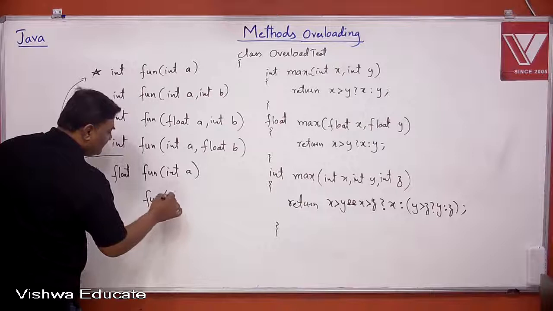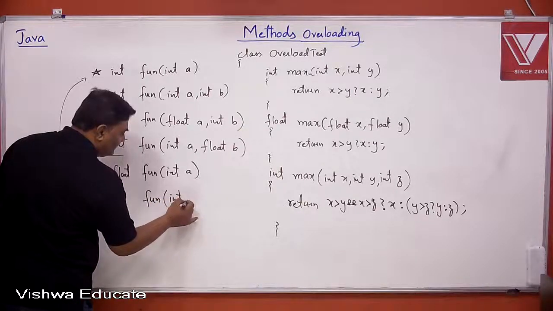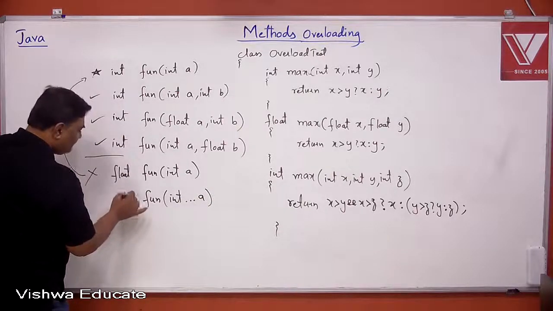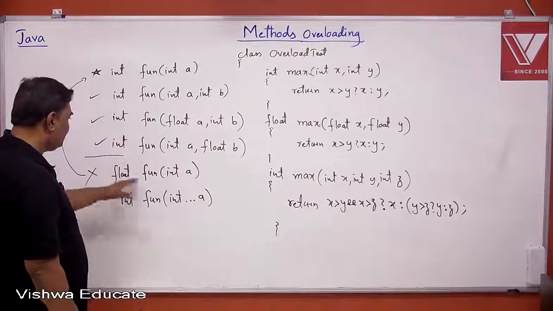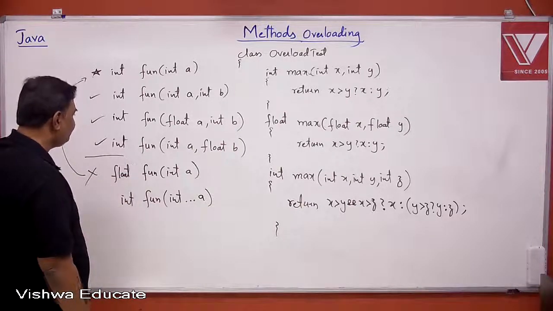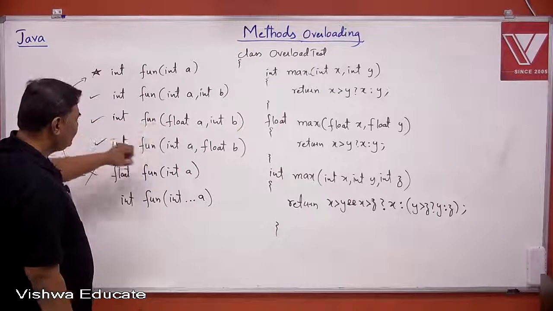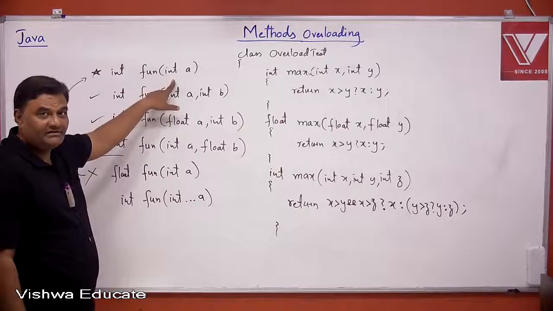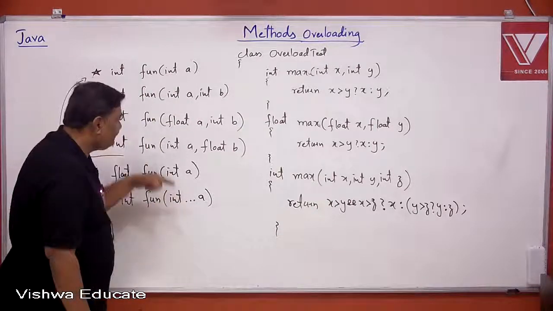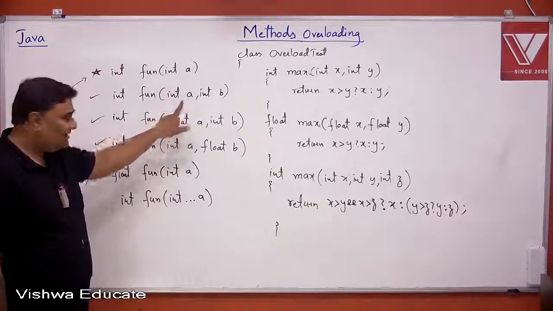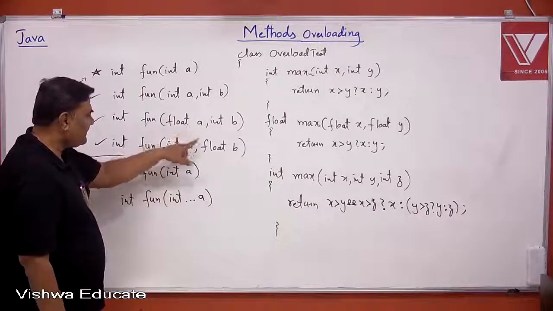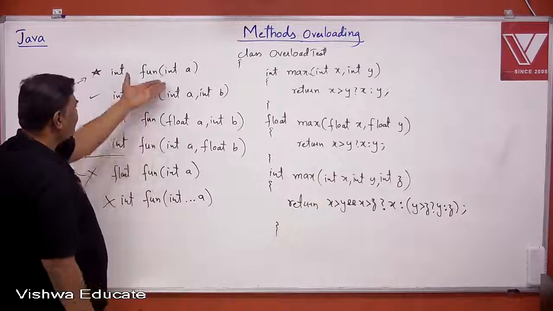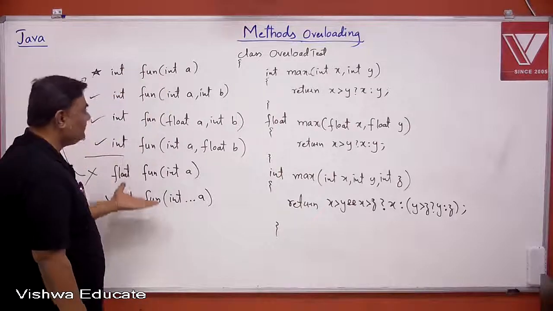Then fun int a int. Now this is not allowed. Leave it. Don't count it in the list. Now what about all this? See, this is matching with this one argument. This is matching with this one also, two arguments. This is not matching with these because they are having float. So this is not allowed again. When you write this, those are not allowed. Or if you write this, then this is not allowed. So they are same only.